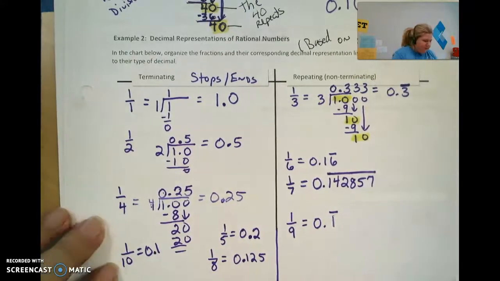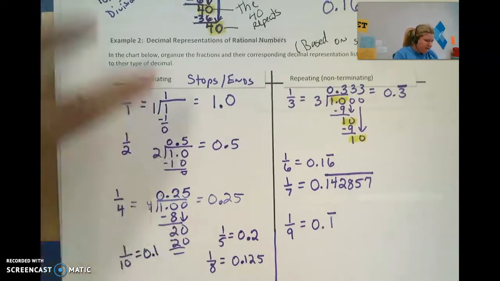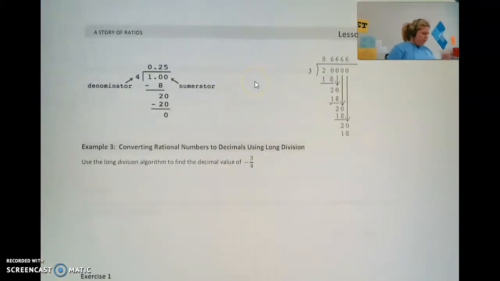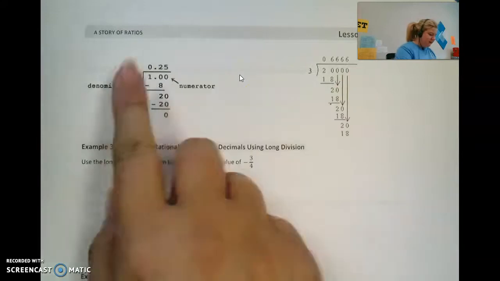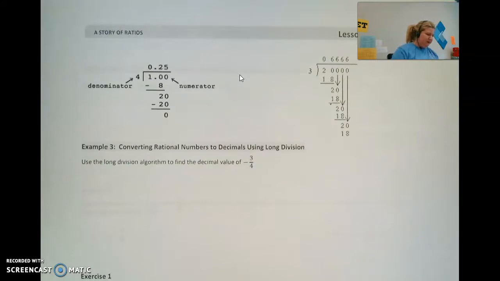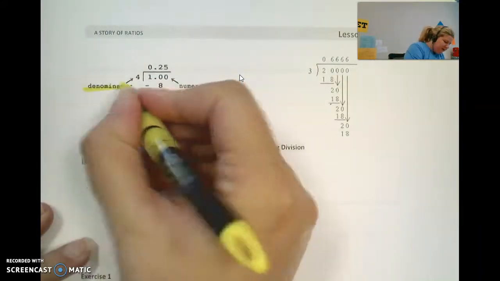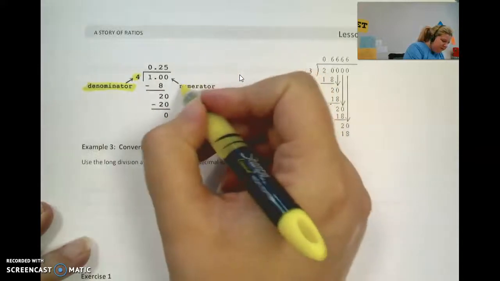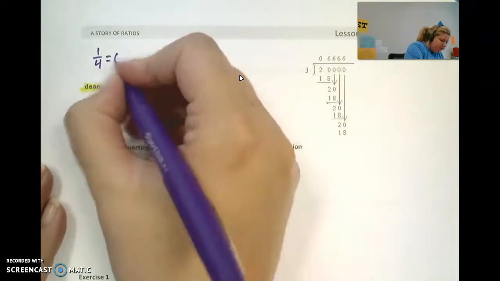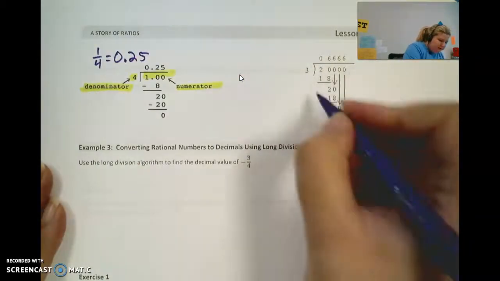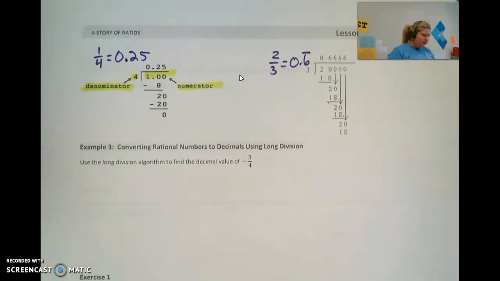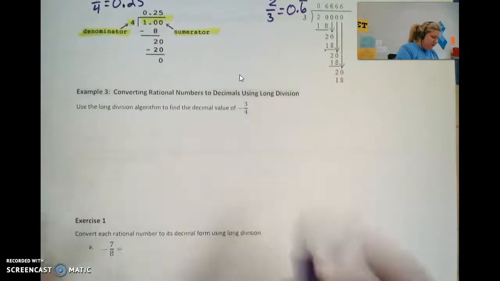So there's that page. Hopefully you've got these things down, and we've looked at a little bit of the division. So we have this laid out very nicely. Just 2 more examples that are written in a very organized fashion, pointing out that the denominator is here and the numerator is there. So this would be 1/4 equals 25 hundredths, and this would be 2/3 equals 6/10 repeating. So we have another example where we convert using long division.